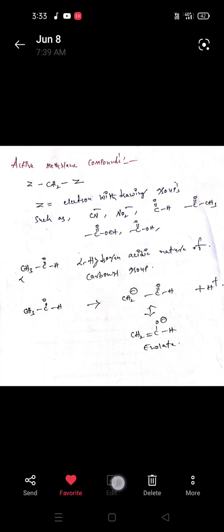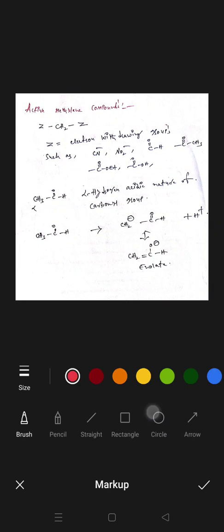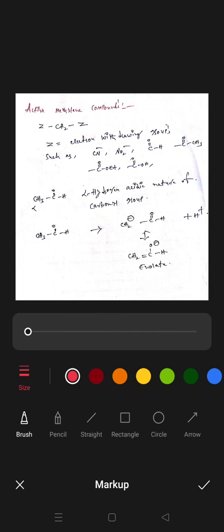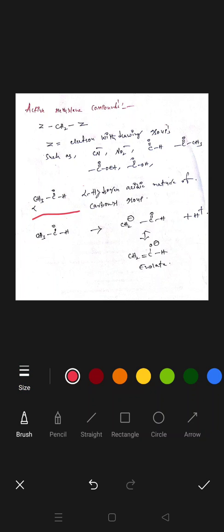Here we have a simple example of this. A proton is easily lost from the active methylene compound. In this carbonyl compound, the loss of a proton forms the carbon ion. The adjacent carbon of the carbonyl group is the alpha carbon, and the alpha carbon loses the proton to form the carbon ion.